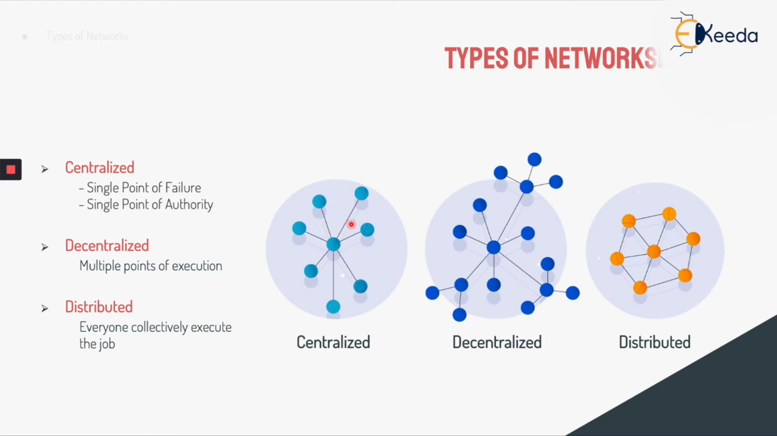Okay, how do you solve this problem? By going to the other types of networks. Let's talk about this distributed network. A distributed network, as you can see on the diagram, is multiple nodes connected to each other because they wanted to solve the problem of single point of failure.